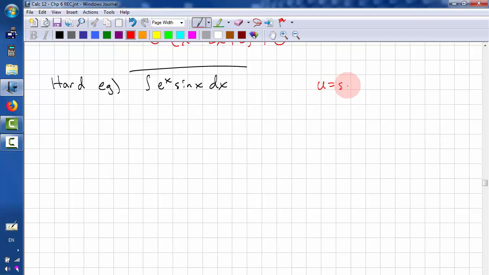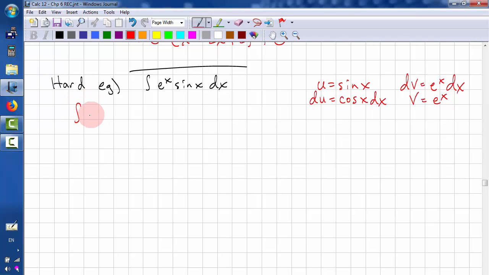u equals sine x. du equals cos x dx. dv equals e to the x dx. And v equals e to the x. I prefer to keep trig as u because I remember the derivatives. I'm more likely to make a mistake if I'm trying to integrate trig.